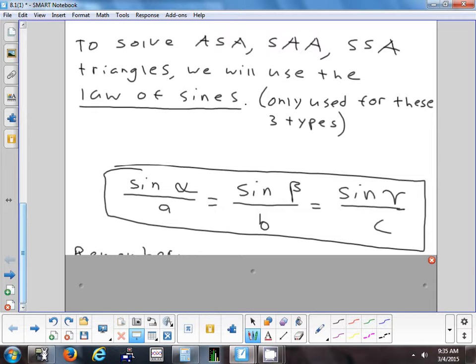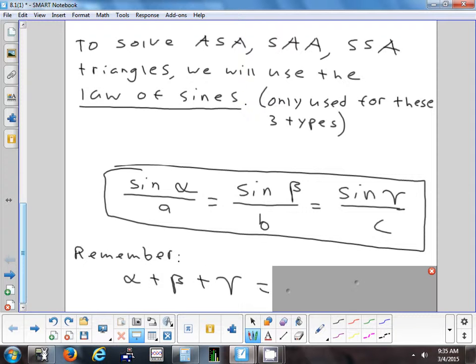You don't need this. You could go back and do right triangle trig every time. It's going to take longer because you're basically going to be reinventing this formula if you try to use right triangle trig. So just use the formula. We don't have to reinvent it every time.